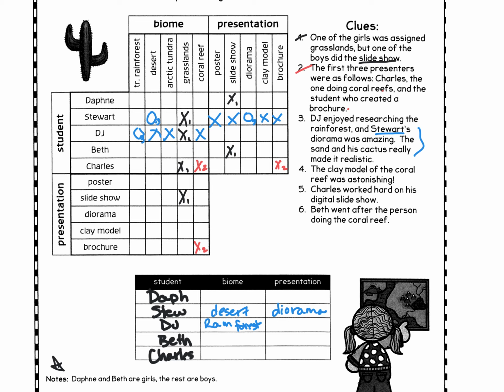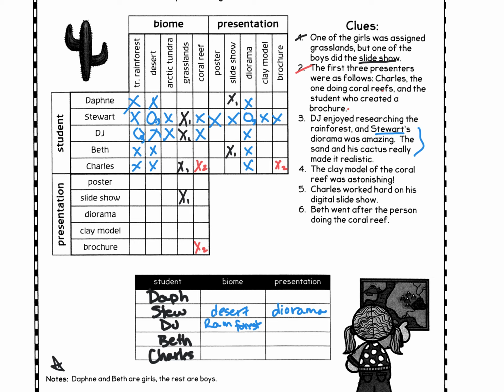Okay, now let's finish filling in a couple things here, because while I did go sideways for Stuart, I need to finish: Stuart could not have done the rainforest, the Arctic, or the coral reef. We need to think about going vertical here too. So going back to DJ, if DJ did the tropical rainforest, nobody else could have done the rainforest, right? If Stuart did the desert, nobody else could have done the desert. And then over on the right, if the diorama was done by Stuart, nobody else could have done it.